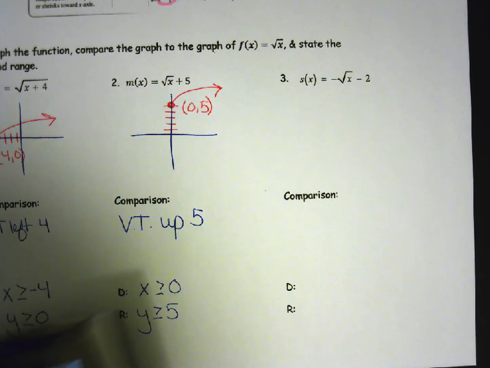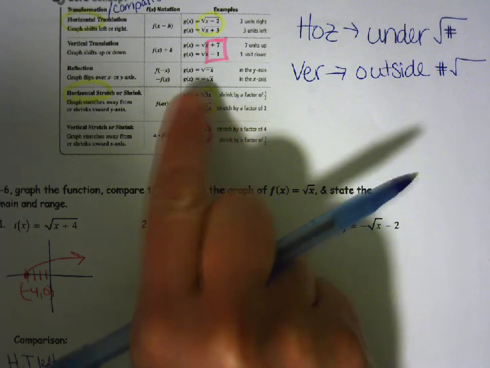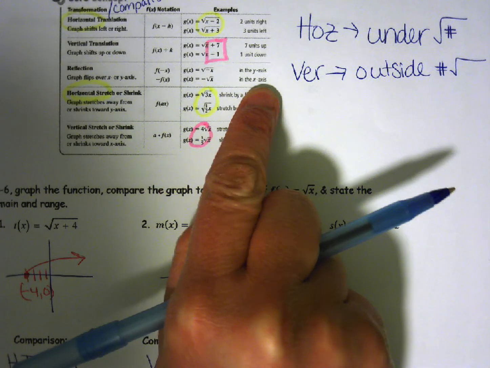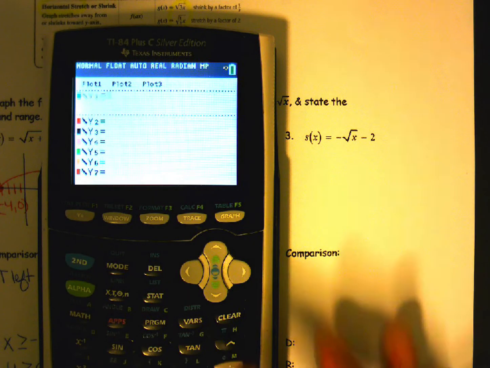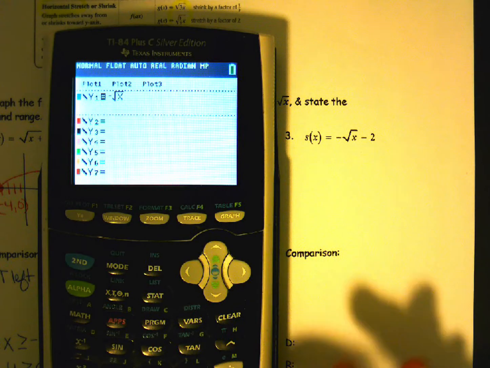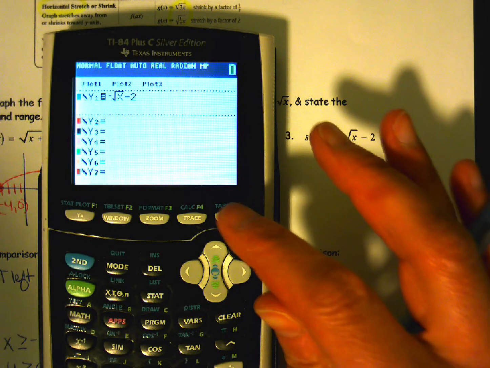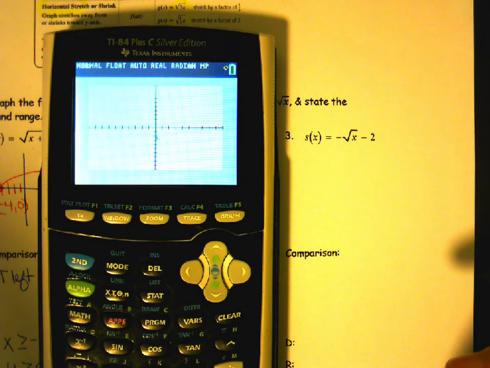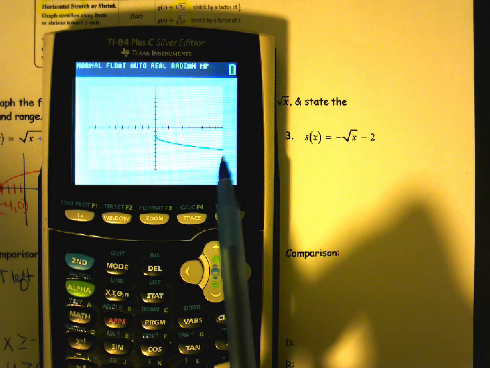Now, number 3, the negative is outside. And if you look at your chart, you can see what it does up here. But if you want, let's just quick type this one into our calculator and let's just get a good visual. Sometimes it really helps to type these into your calculator a few times, just so you get an idea of what they're going to look like, okay? So let's see, notice it's down at -2, and notice it's going the other way, okay? So let me show you something here.